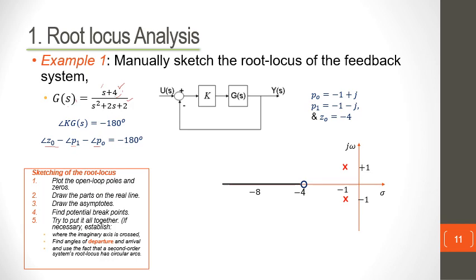Now, it means we can calculate the angle of departure at pole number 0, which is simply equal to minus 180, subtracting the angle of pole 1 and adding the angle of the zero. Which means we can confidently say now the angle of departure here at pole number 0 is equal to 180 plus the angle of the zero with respect to pole number 0 minus the angle of pole number 1 with respect to pole number 0.